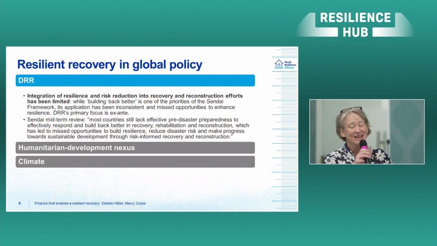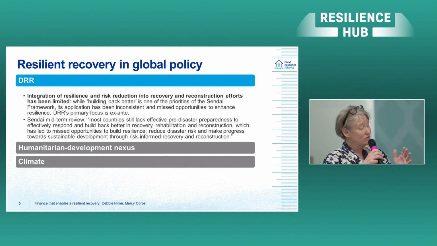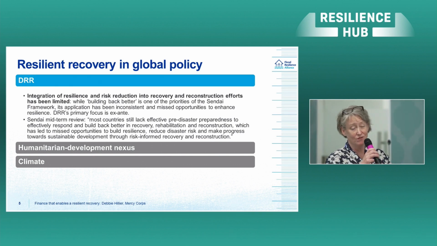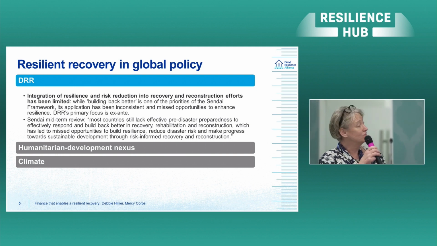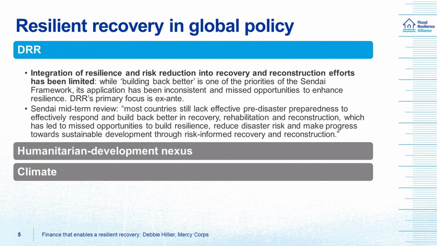So why is recovery kind of falling a little bit through the cracks? We know that recovery and reconstruction is a part of all the big global policy frameworks. In DRR, it's clearly in the Sendai framework, in Priority 4, but much of the DRR emphasis is focused on the ex-ante side, not really the ex-post. And we see that in practice in the Sendai midterm review, which found some big missed opportunities on the recovery and reconstruction side. It's there, but it's not really a focus.